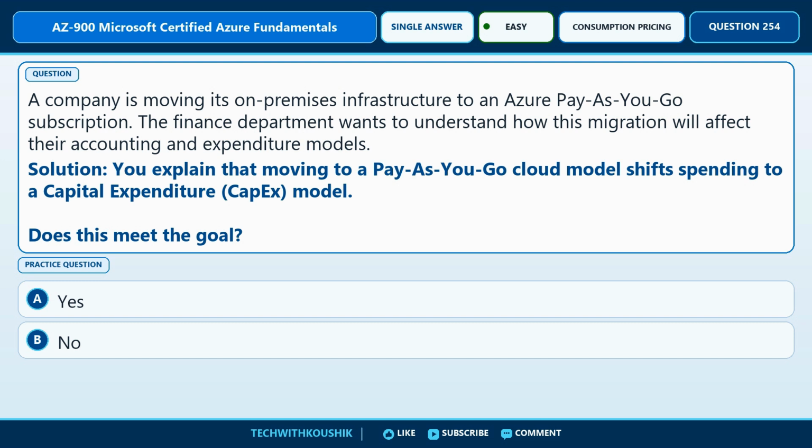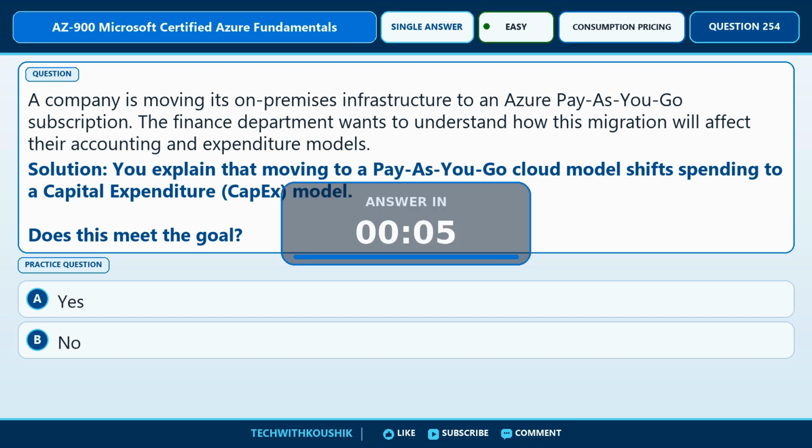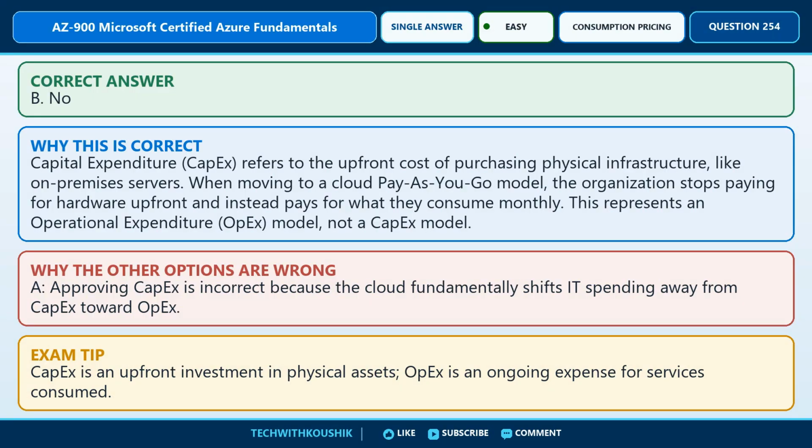Let's compare the available options. Choice A, yes. Choice B, no. The right response is option B, no. Capital expenditure, CapEx, refers to the upfront cost of purchasing physical infrastructure, like on-premises servers. When moving to a cloud pay-as-you-go model, the organization stops paying for hardware upfront and instead pays for what they consume monthly. This represents an operational expenditure, OPEX, model, not a CapEx model.